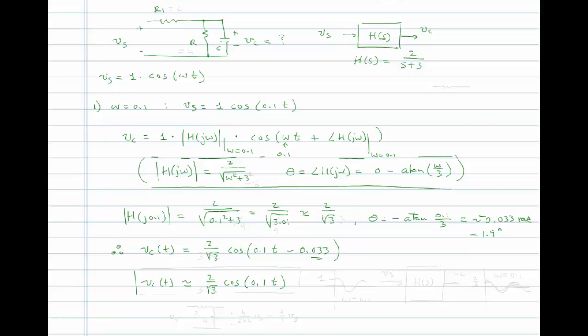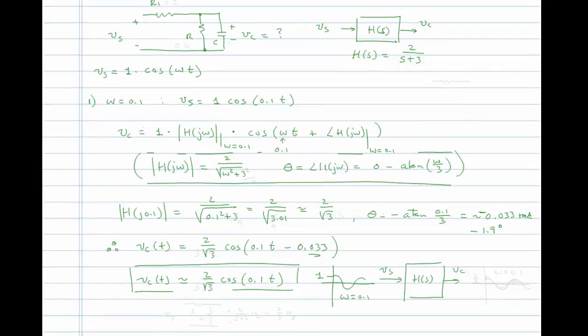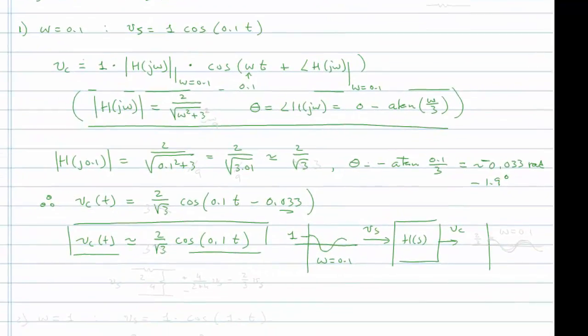Alright, so what does this tell us? Let's take a step back here and consider that we have our system here, H of s, and we've applied a sinusoidal signal that has an amplitude of 1 and a frequency of 0.1. This is Vs, and the steady-state response, Vc, is essentially the same.